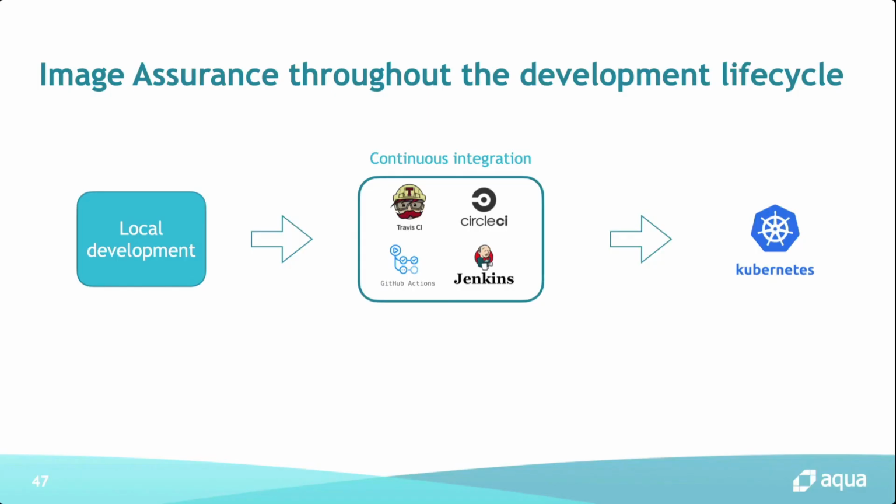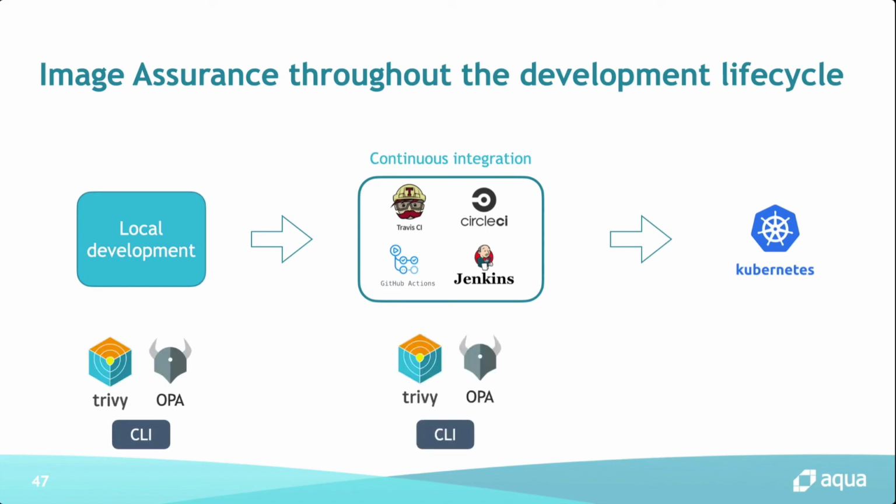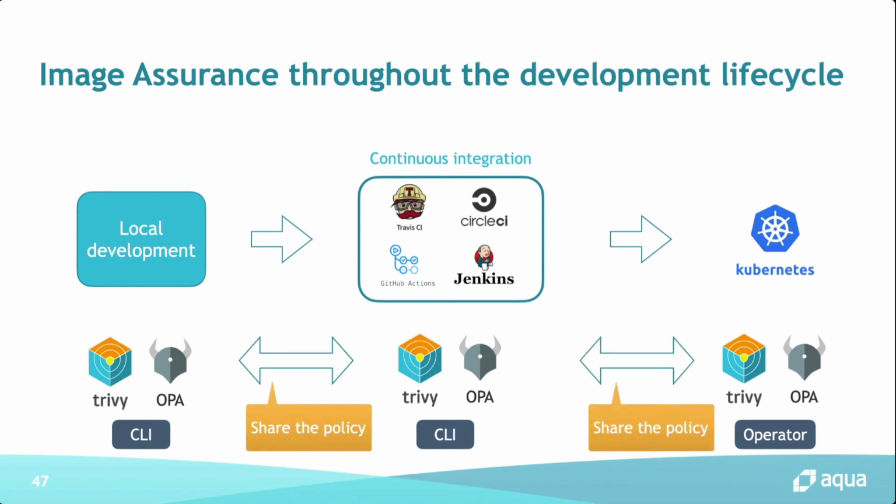So you can apply image assurance throughout the development lifecycle. In local development and continuous integration, you can run Trivy CLI with the --ignore-policy option. Then, Trivy Enforcer can be used in a Kubernetes cluster to reject deploying images with critical vulnerabilities. The important thing is that you can share the same policy across the whole process. Note that they are still experimental features and not stable.